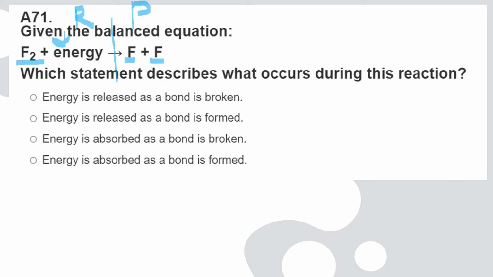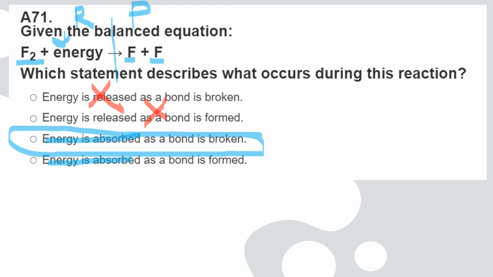This is product side. When it is on the reactant side, energy is being put in. So that is absorbed. So I know it has to be absorbed. So that means this is wrong and this is wrong. So now what is happening to the bond? Am I breaking it or am I forming it? Well, I started with F2 stuck together and ended with F plus F. So I broke a bond.